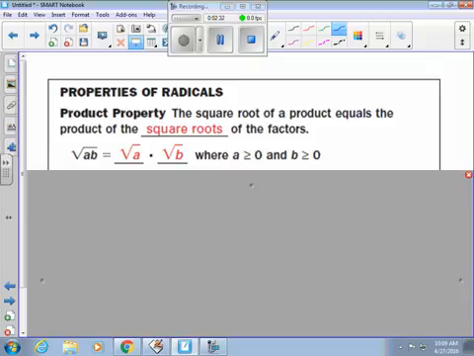And then when it says a and b have to be greater than 0, it's simply saying that you can't have a negative value, because remember, you can't have the square root of a negative value.